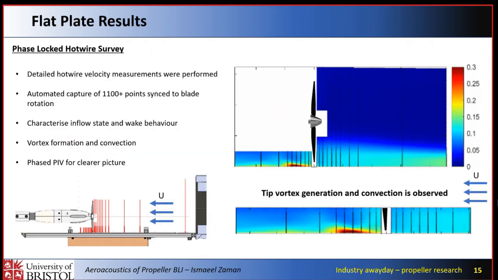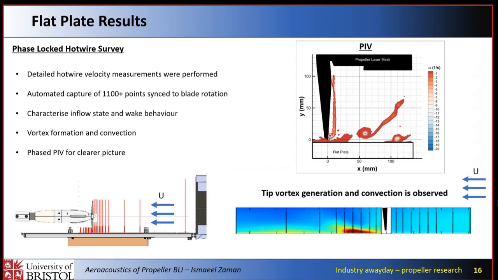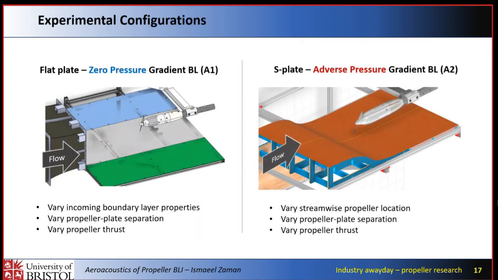So let's zoom out a bit and see what the flow field as a whole looks like. We can clearly see upstream of the blade, as the blade passes, we have a pulsation upstream, and then quite interestingly, we can actually visualize the tip vortex that is being generated and convected downstream before crashing into the plate. If you want to have a better look at this, we also have some phase PIV results, where we can see this a lot more clearly. So that was it for the flat plate results.